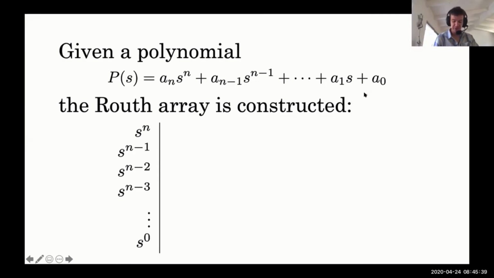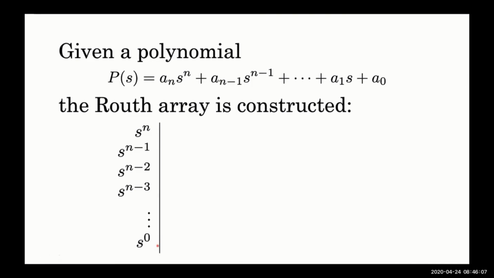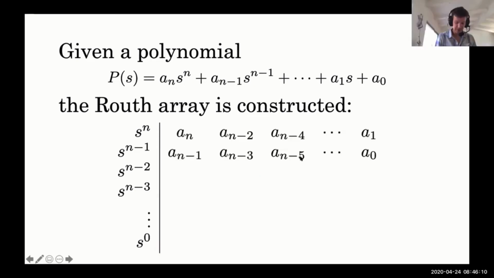So what you're going to do, and I haven't even told you what the Routh-Hurwitz criterion is, but the very first step in applying that criterion is to build what's called a Routh array. The Routh array is simply a table, and there are as many rows of the table as there are coefficients in the polynomial. So an nth order polynomial will have n plus 1 rows in its Routh array.